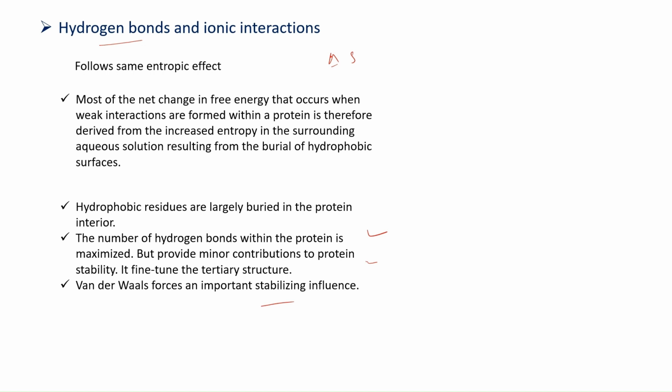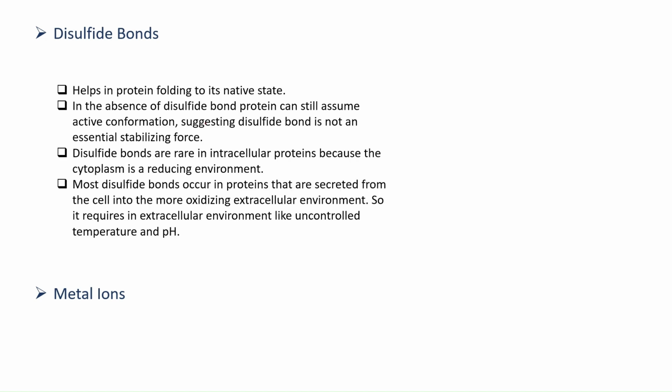Van der Waals forces also play an important role in stabilizing the protein. Now next is a disulfide bond. Disulfide bond is a covalent interaction that helps to fold the protein in its native state. This bond is rare in intracellular protein because the environment of cytoplasm is a reducing environment. What happens if the environment is reducing? Disulfide bond is a bond between two sulfur atoms present in cysteine.